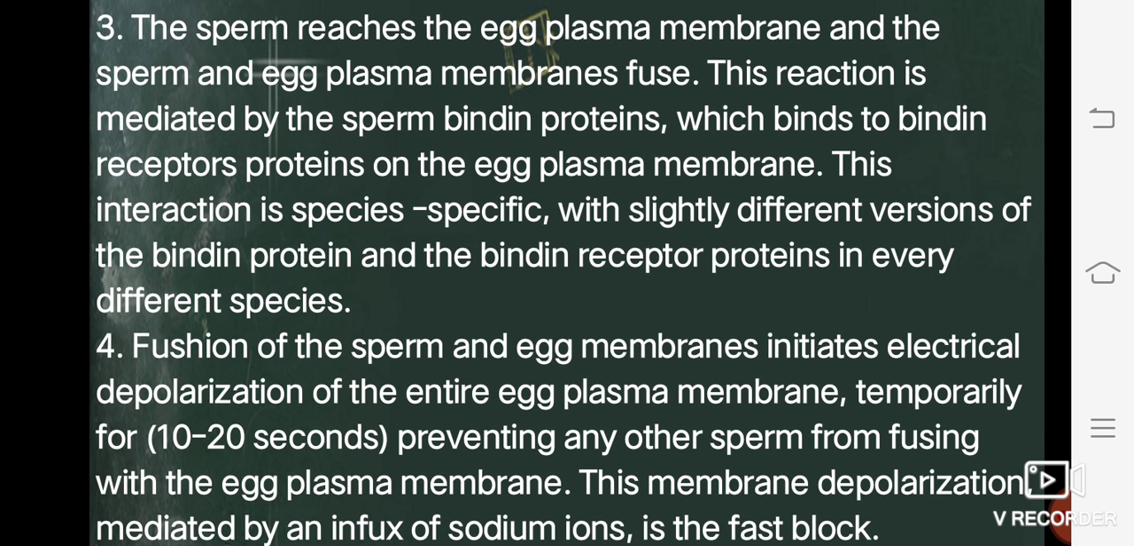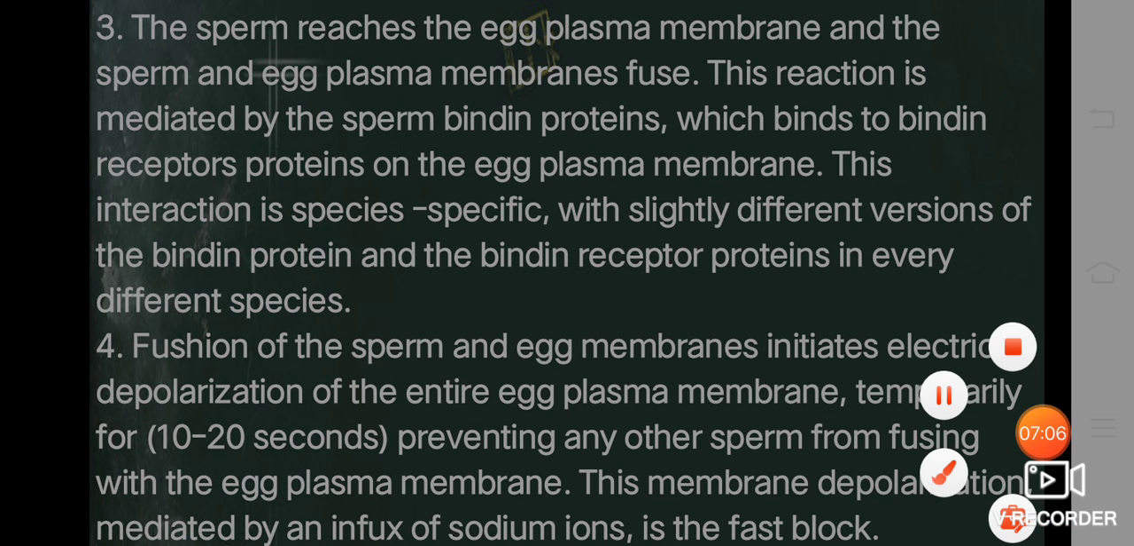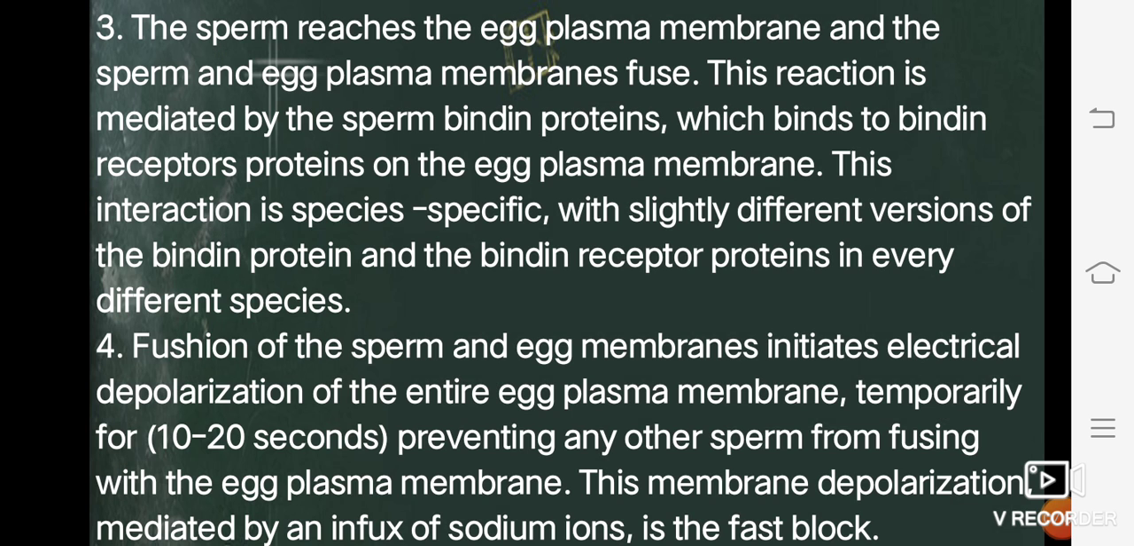Third, the sperm reaches the egg plasma membrane and the sperm and egg plasma membranes fuse. This reaction is mediated by the sperm binding proteins, which bind to binding receptor proteins on the egg plasma membrane. This interaction is species specific, with slightly different versions of the binding protein and the binding receptor proteins in every different species.